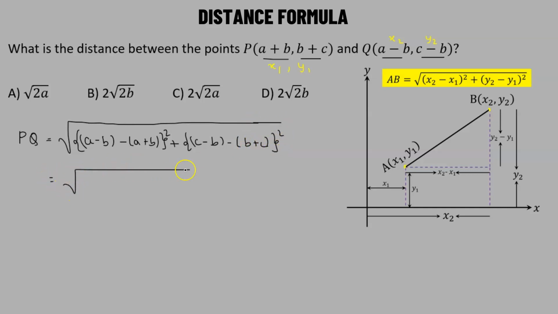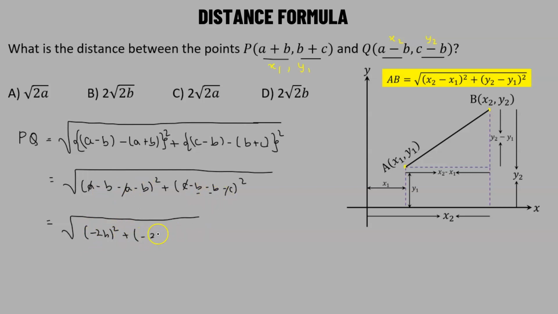Then let's further simplify. We have the square root, and underneath it, a minus b minus a minus b, whole square, added to c minus b minus c, whole square. Here a and negative a cancel out, then c and negative c cancel out. So we get the square root of negative 2b whole square, added to negative 2b whole square. Negative 2b squared will be 4b squared. So we have 4b squared plus 4b squared, which equals the square root of 8b squared.